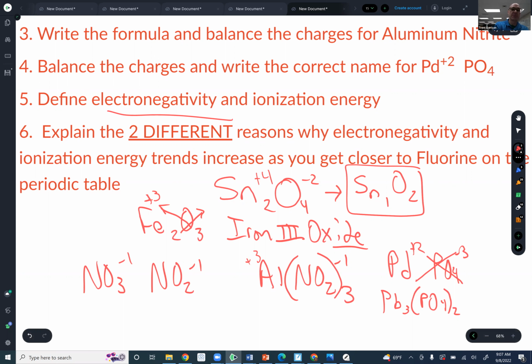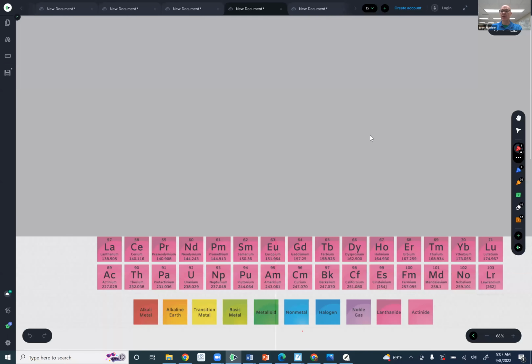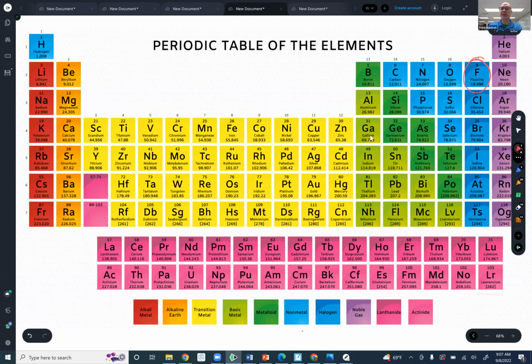All right, electronegativity is the ability to steal electrons, whereas ionization energy is the ability to protect your electrons. Explain the reason for the two trends. Both of the trends on the periodic table point up towards fluorine. So let's take a look at this. Both of our trends say that electronegativity and ionization energy have their largest values with fluorine.